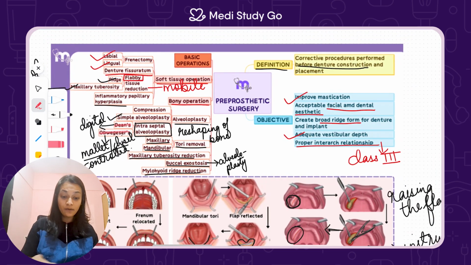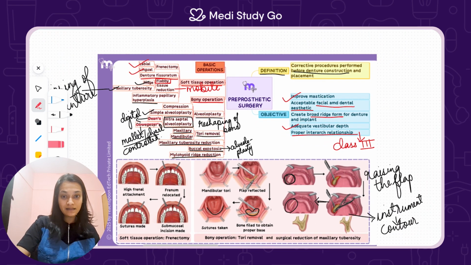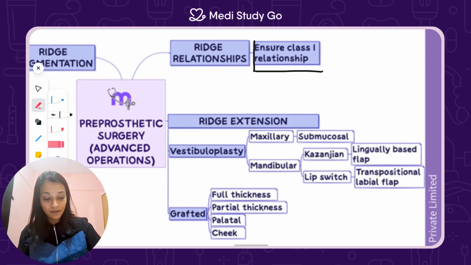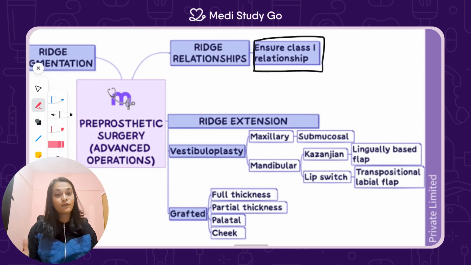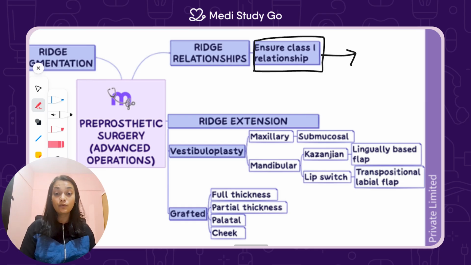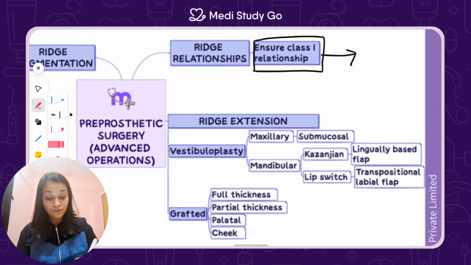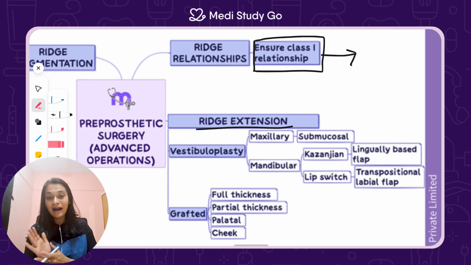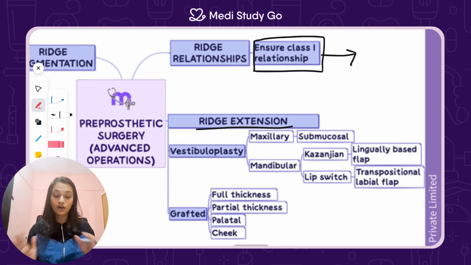Now let's see what happens in the advanced operations. So we talked about what is the desirable interarch relationship? It will always be class 1. So our first attempt would be to get the relation in class 1, and for it we might have to do various procedures. Now ridge extension. So what is meant by ridge extension? You are trying to gain height and the width of your ridges.